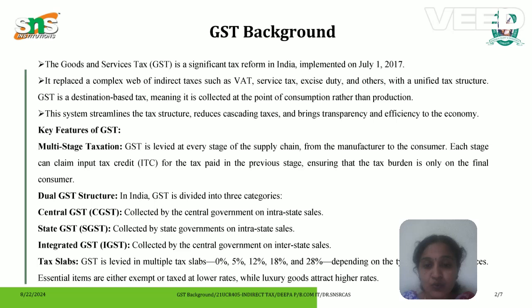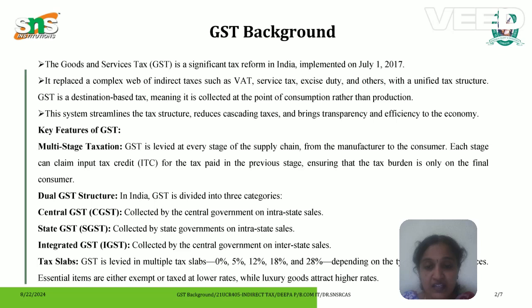Dual GST structure in India. GST is divided into three categories: Central GST, which is collected by the central government on intra-state sales; State GST, collected by state governments on intra-state sales; and Integrated GST, collected by the central government on interstate sales.